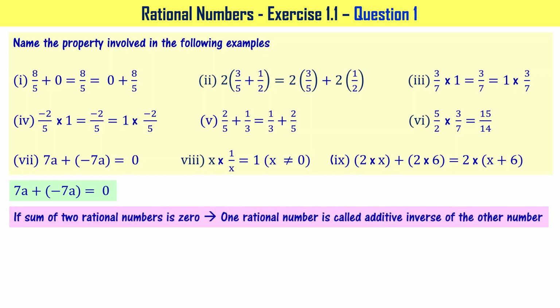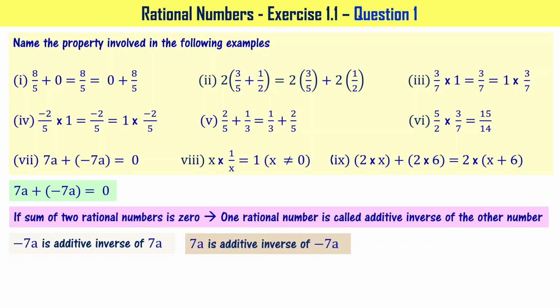If the sum of two rational numbers is 0, then we can say that one rational number is the additive inverse of the other rational number. In this particular case, we can say that minus 7a is the additive inverse of 7a, or in other words, 7a is the additive inverse of minus 7a, because by adding these two numbers, 7a and minus 7a, we are getting the result as 0, right?